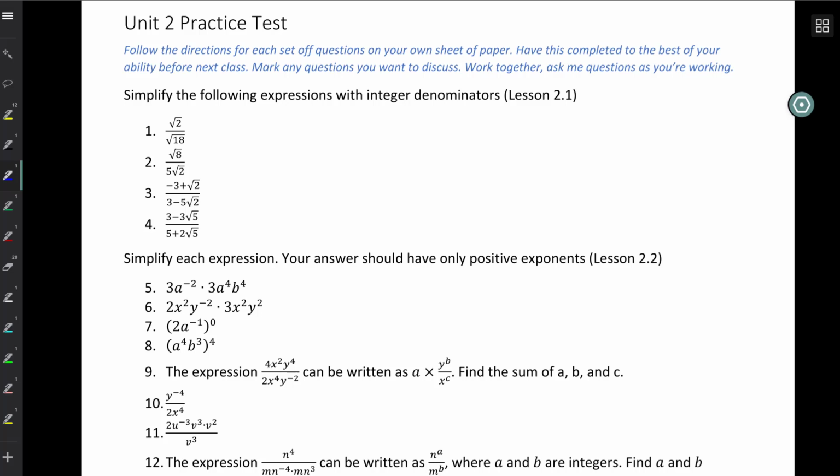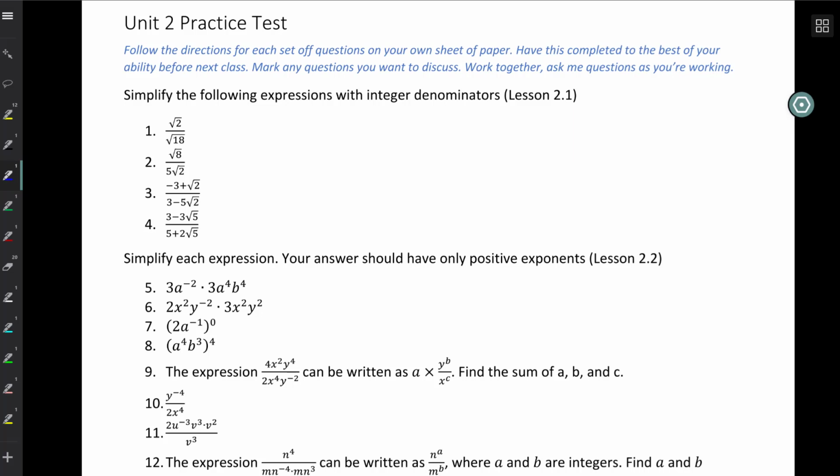Hey everybody, today I just wanted to go over a couple of examples on the Unit 2 practice test, just to kind of get you working. So I encourage you to work together with your classmates to see if you can solve a lot of these problems. And I'd like you to have these done by next class. So let's take a look at just a few random ones.